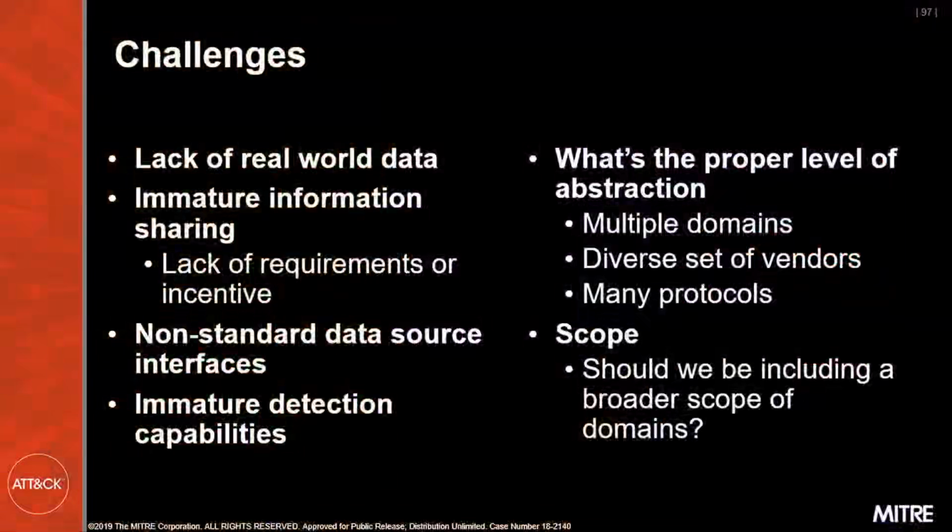Also, a big thing is, what's the proper level of abstraction when you're dealing with multiple domains? We look at electric power, we look at water systems, oil and gas. What level should the techniques be at to best explain adversary behavior over a broad set of domains? And then a diverse set of protocols and vendors. How do we find the proper abstraction layer? And we've been getting feedback about that to help out.